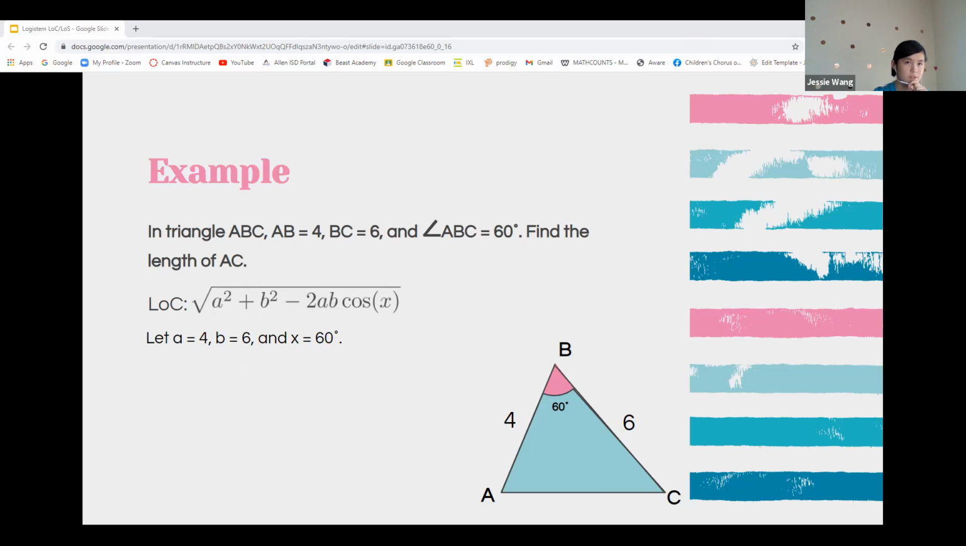All right, so moving on, we plug these numbers in. So we get the square root of 4 squared plus 6 squared minus 2 times 4 times 6 times cosine of 60 degrees. And now we simplify this. So 4 squared is 16, 6 squared is 36, 2 times 4 times 6 is 48, and cosine of 60 degrees is 1/2. So we get square root of 52 minus 24, and that gets us 2 square root 7.